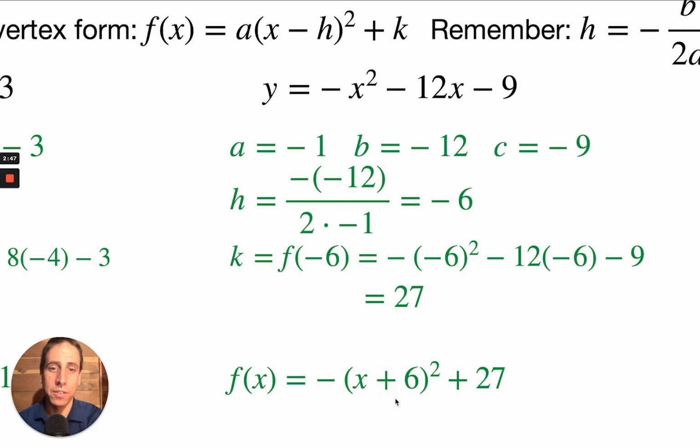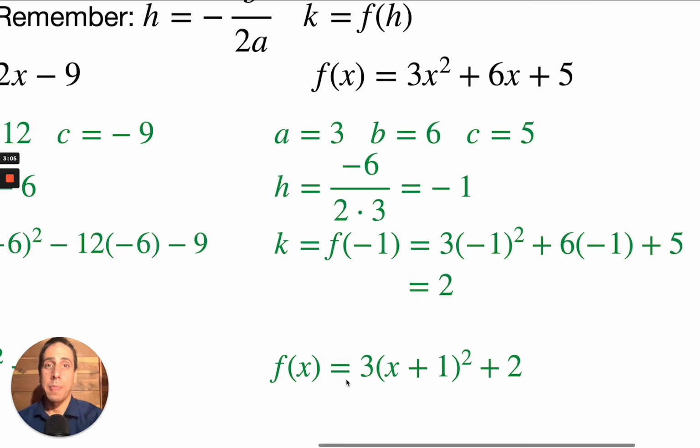The h value is negative 6, so that's going to be x plus 6 squared. And don't forget to put your a value out front, because here's the formula, a times x minus h squared. So the negative 1 comes out here. You can write the 1 or not as you wish, but I didn't. It's right here.